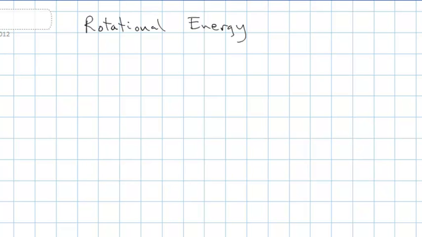By now, we've become familiar with the concept that an object moving has energy because of its motion. We call that kinetic energy. So here's some mass m, and it's moving with speed v, and we know it's got some energy associated with that motion, kinetic energy, 1/2 mv squared.